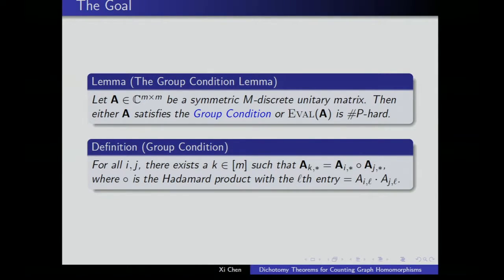And the reason why it's called group condition is that if it satisfies this condition, then the rows under the Hadamard product would be a group. That's why it's called a group condition. And the lemma basically tries to show that every discrete unitary matrix either satisfies the group condition, or we can already show it's Schaeffers.